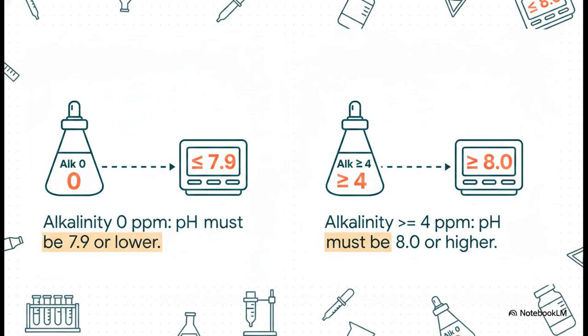Furthermore, your pH and your alkalinity have to logically agree. Remember, this is chemistry, not guesswork. If your alkalinity is 0, that dictates a pH no higher than 7.9. Conversely, if your alkalinity is 4 or higher, that strictly requires a pH of at least 8.0.